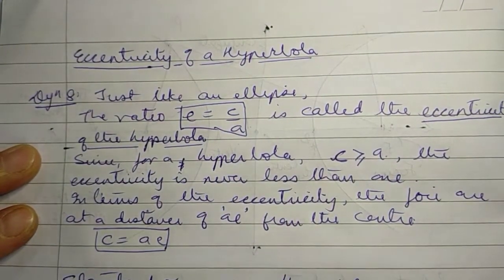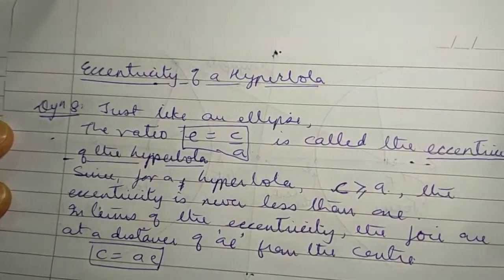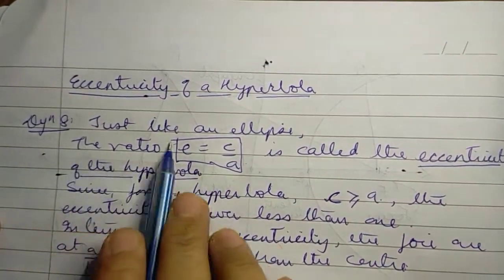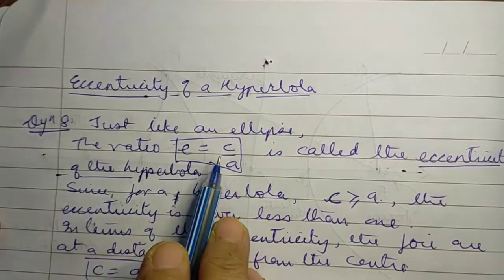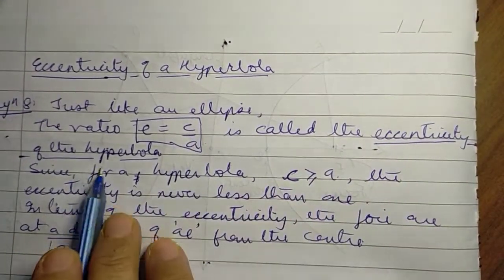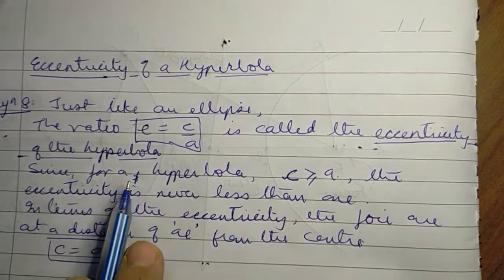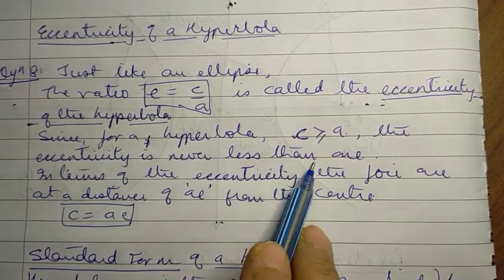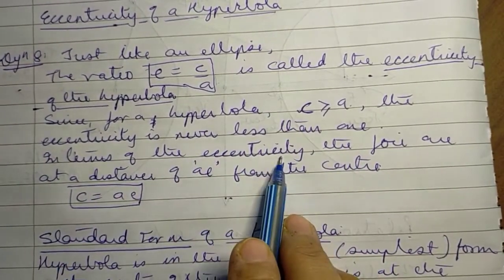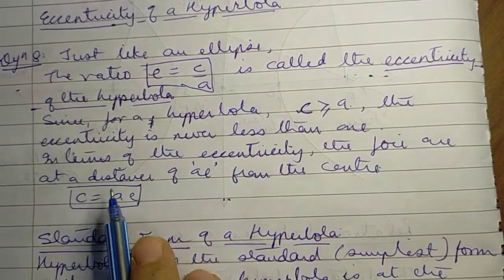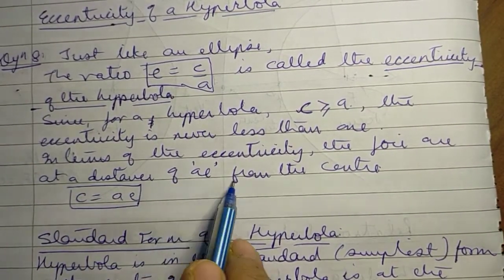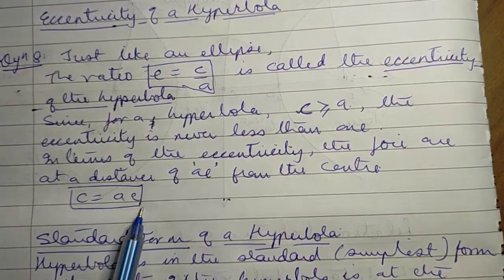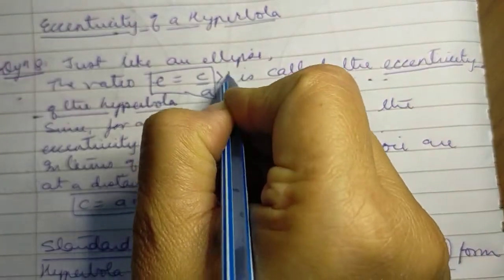Now we take the next thing, that is the eccentricity of a hyperbola. Just like an ellipse, the ratio e equal to C upon A is called the eccentricity of the hyperbola. Since for a hyperbola C is greater than A, the eccentricity is never less than 1. And in terms of eccentricity, the foci are at a distance of AE from the center, because if you solve for C, we get C equal to A into E, which is always greater than A.